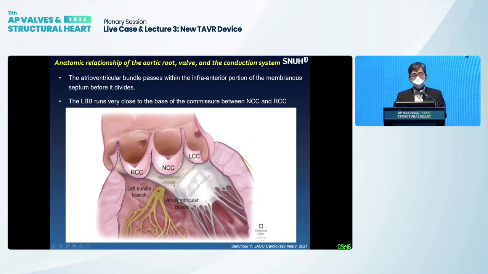This is a view from the left ventricle after opening of the anterior wall. Here is a septum, another septum, the membranous septum. The left bundle branch emerges from the right side to the left ventricle at this point, below the membranous septum between the NCC and RCC. Please remember this anatomy.